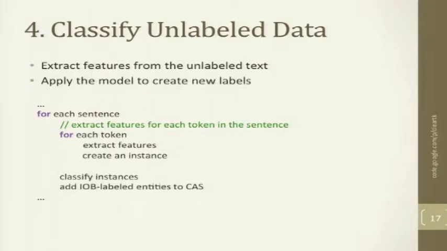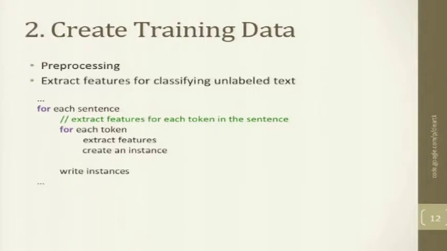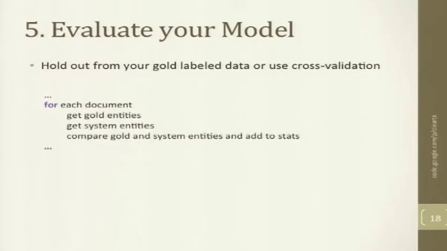So here I just have some pseudocode. Essentially, for each token, again, we're going to extract features. But in ClearTK, sort of in a similar fashion to creating training data, rather than just writing the instances, we're now classifying the instances and then adding the IOB labeled entities to the CAS.